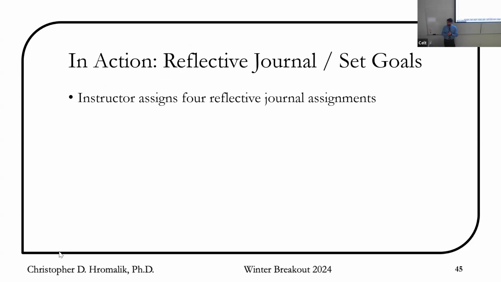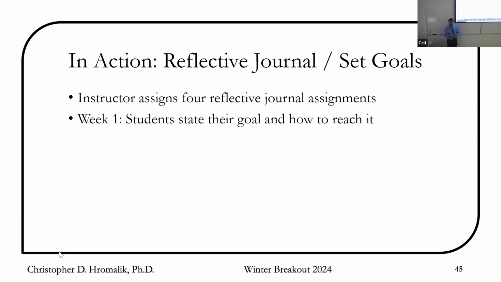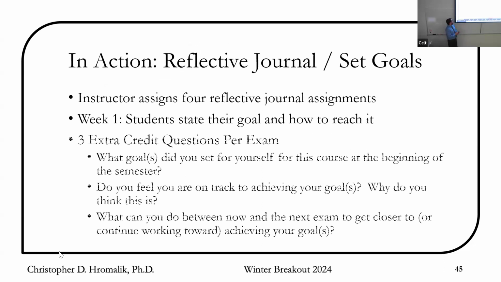Just an example of reflective journals and setting goals. Maybe the instructor would assign 4 reflective journal assignments throughout the semester. The students will state their goals and how they'll reach them. And then there might be, let's say, 3 extra credit questions per exam at the end. The students can earn an extra 3 points on the exam.